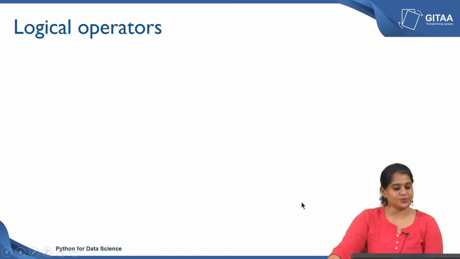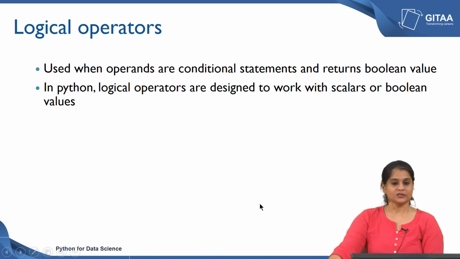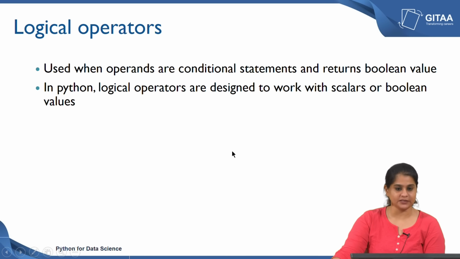So, the next set of operators are the logical operators. A logical operator is used when the operands are conditional statements. The output for logical operators are Boolean in nature, which means they return true or false. So, strictly from the point of view of Python, logical operators are designed to work only with scalars and Boolean values. So, if you want to compare two arrays, then a logical operator cannot be used.